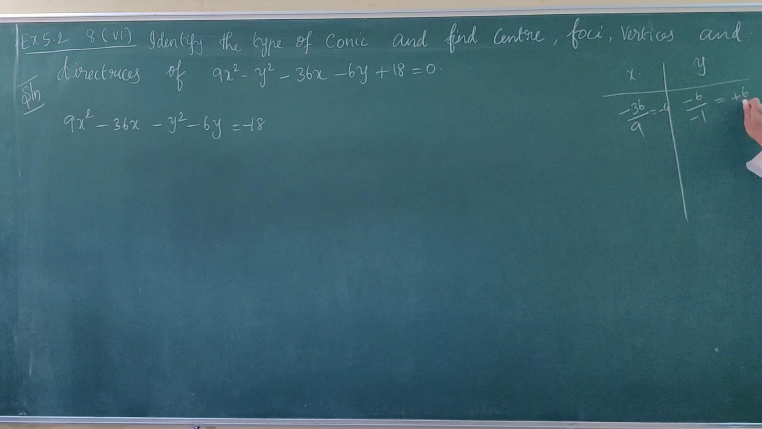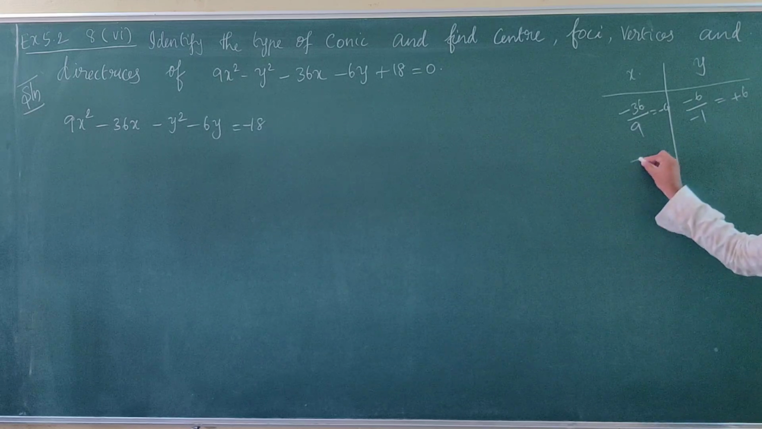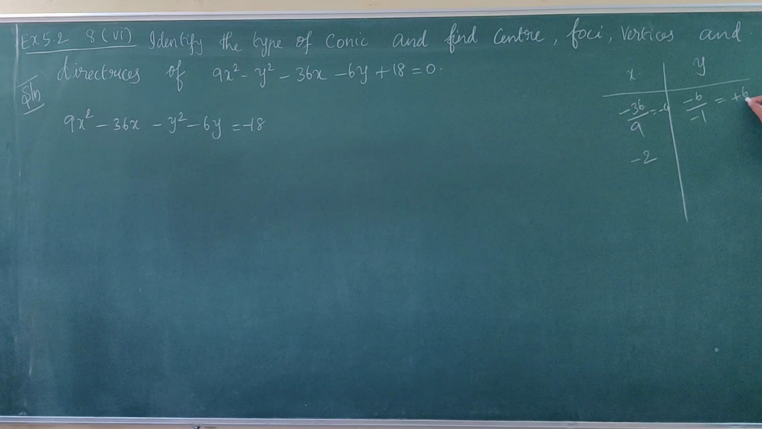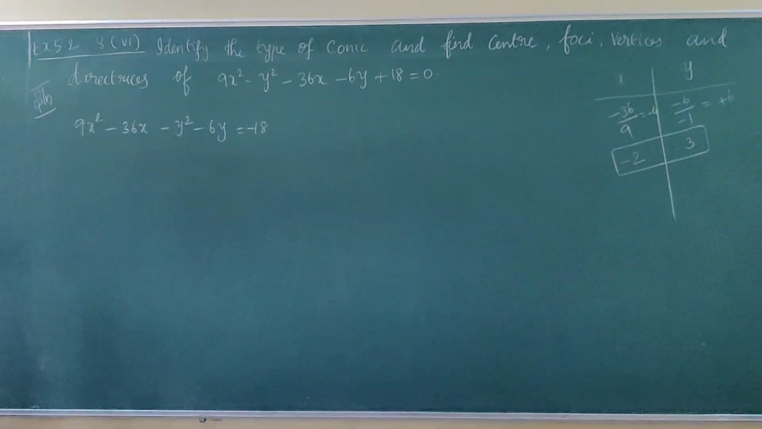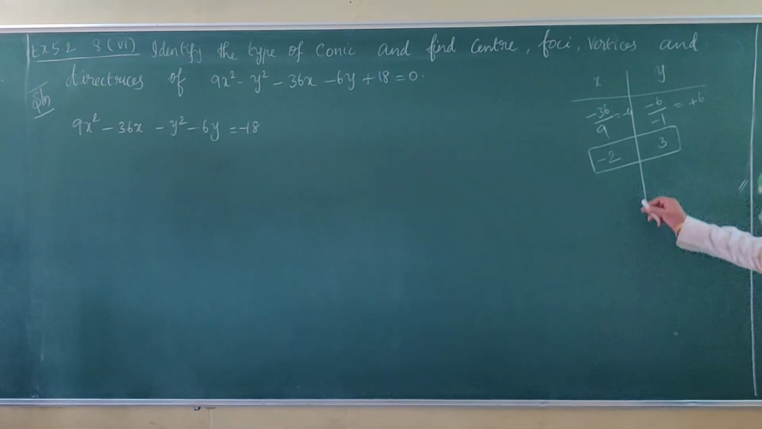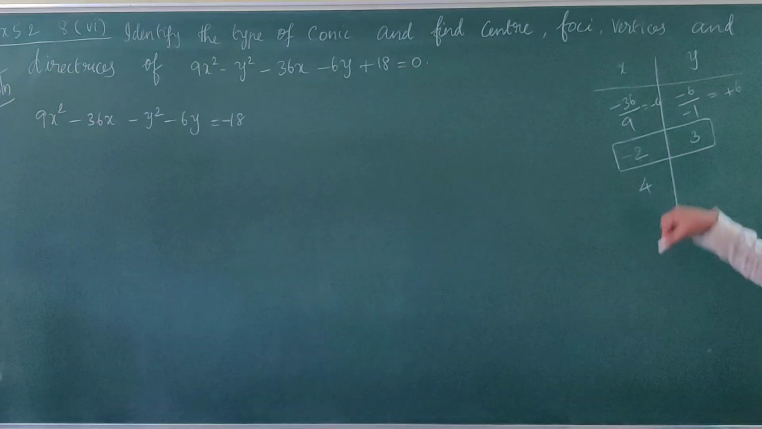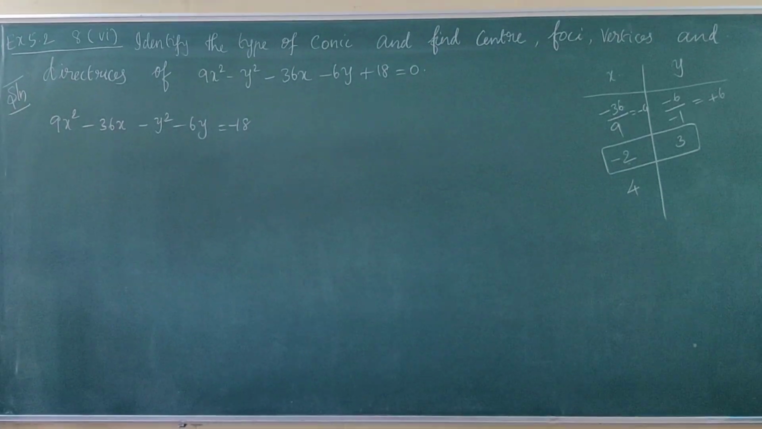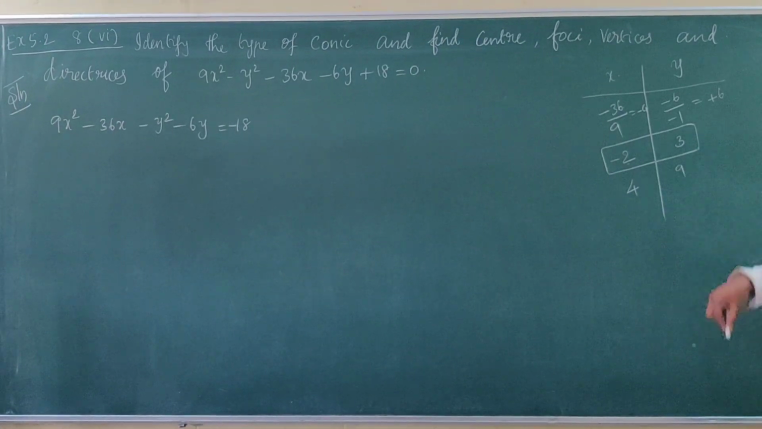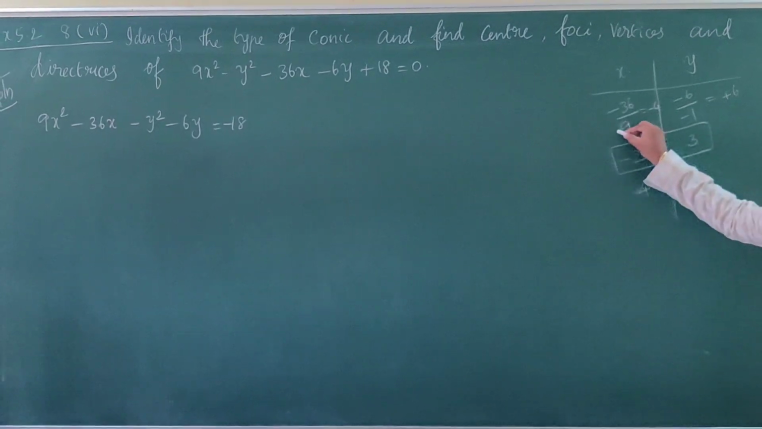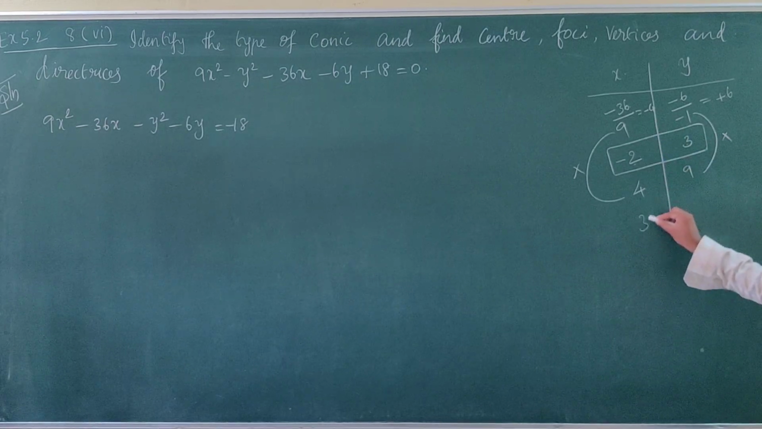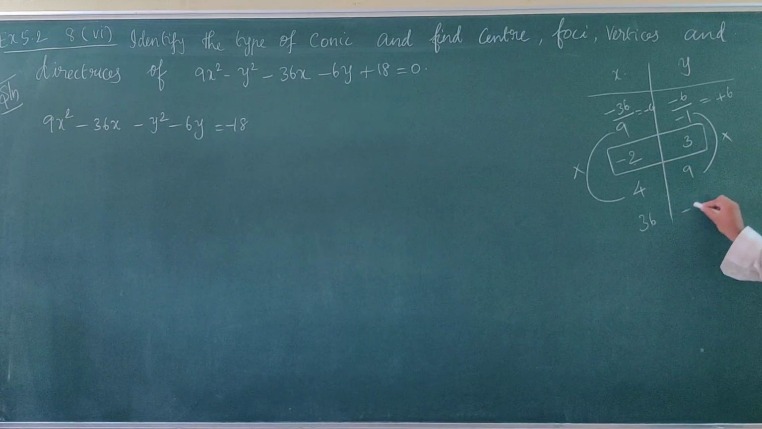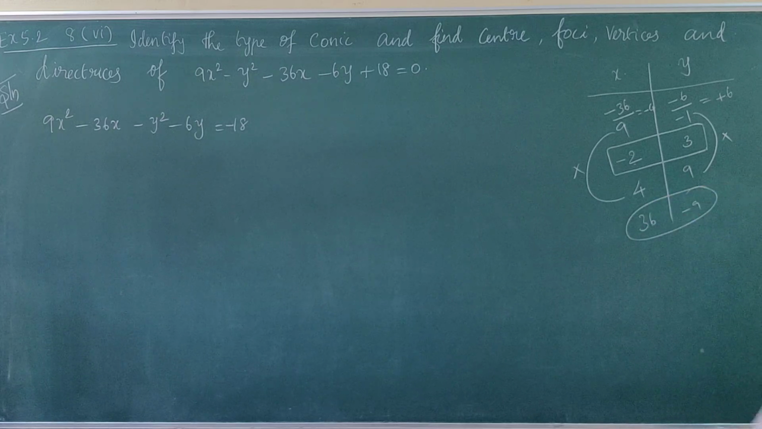Now you have to take half of these numbers. Half of −4 gives −2 and half of 6 gives 3. These two numbers are very useful in writing the equation. Next, square them: squaring −2 gives 4, and squaring 3 gives 9. Next, multiply these: 9 into 4 is 36, and −1 into 9 is −9. These numbers are to be used while calculating the right hand side of the problem.